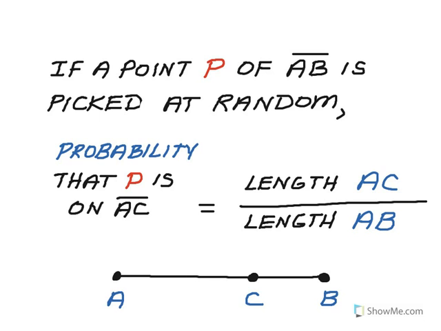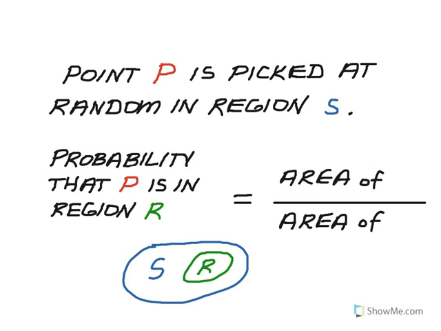In this picture, it looks like it's probably about 2/3, about 66–67%, that the random point would be on AC, because AC is about 2/3 of the length of AB.